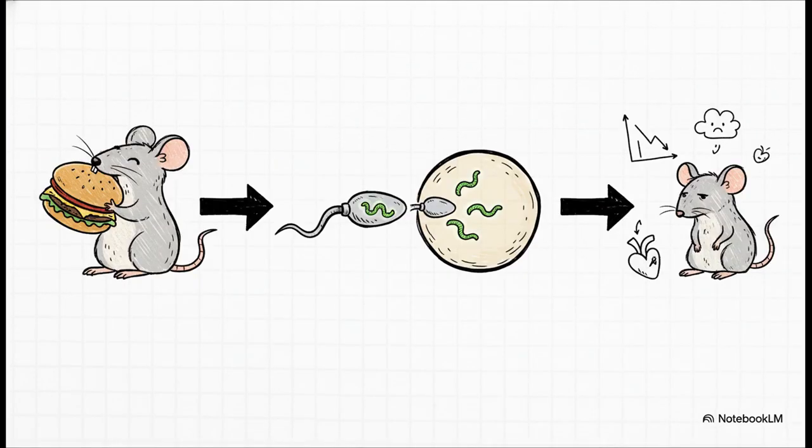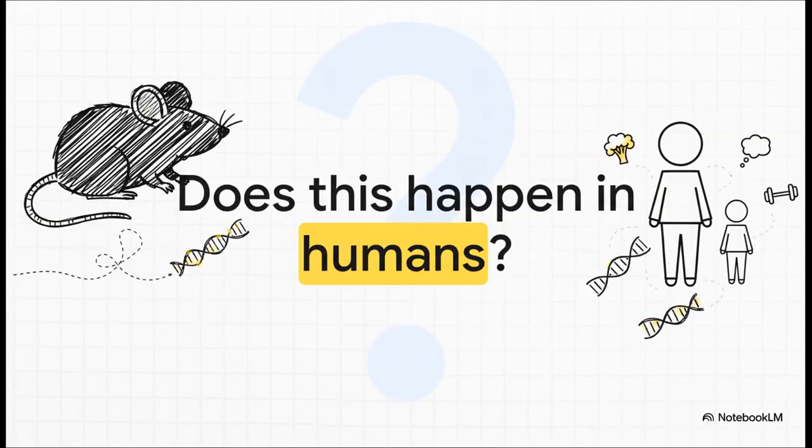It was only the offspring from fathers who mated right after the high-fat diet that showed metabolic problems. The diet had altered these tiny information-carrying molecules in the sperm called small RNAs. These RNAs acted like little molecular messages delivered to the egg at fertilization, which effectively pre-programmed the offspring for poor metabolic health. Now that's fascinating in mice, for sure.